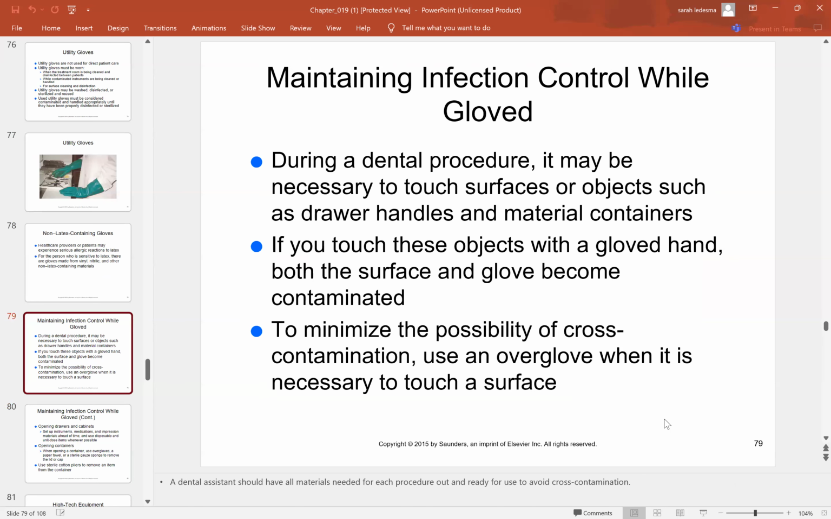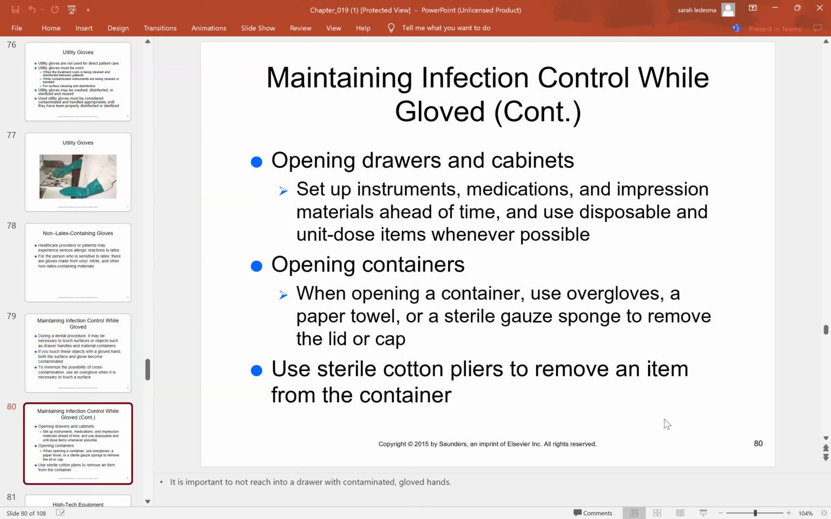During a dental procedure, it may be necessary to touch surfaces or objects such as drawer handles or material containers. If you touch these objects with a gloved hand, both the surface and glove become contaminated. To minimize the possibility of cross-contamination, you can use an overglove when it's necessary to touch a surface: opening drawers and cabinets, opening containers, and using sterile cotton pliers to remove items from the container.